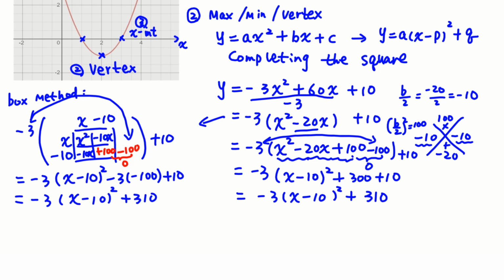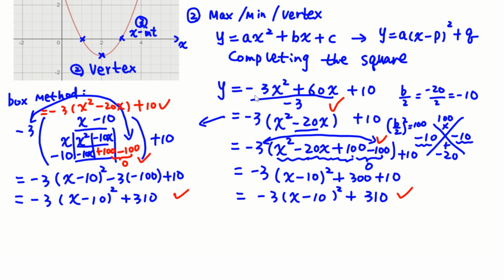The marks will be given this way: you take the negative 3 outside of the first two terms, then you have 1 mark. Then you add or subtract the 100 correctly, another mark, then the final answer, another mark. So 3 marks. So you need to write negative 3 bracket x squared minus 20x plus 10. Do this step first.